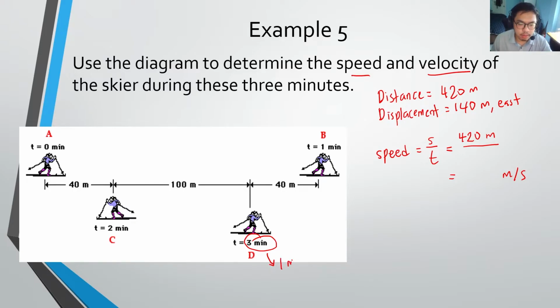Now we know 1 minute is equal to 60 seconds, so 3 minutes is basically 3 times 60. So you do cross multiplication here, 3 times 60, and that will be 180 seconds. Okay, so the time in this case is 180 seconds. So you calculate that, and you will get 2.33 meters per second, and this is to 3 significant figure.